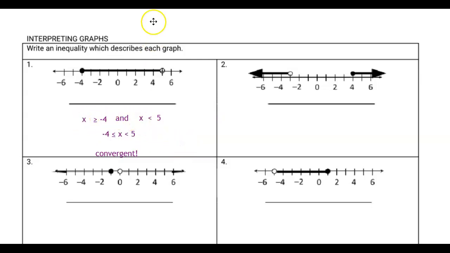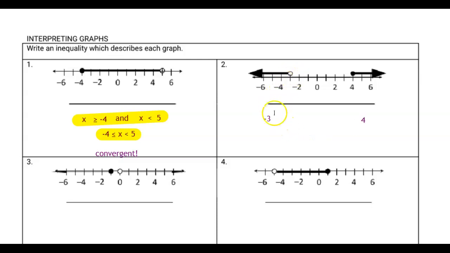Okay, so either of these two answers are acceptable. We could either write this or we could write this. Either way, it's correct. All right, moving on to the second one. This one is certainly not convergent. Pause the video, try this one out, and then come back to see if you got it right.